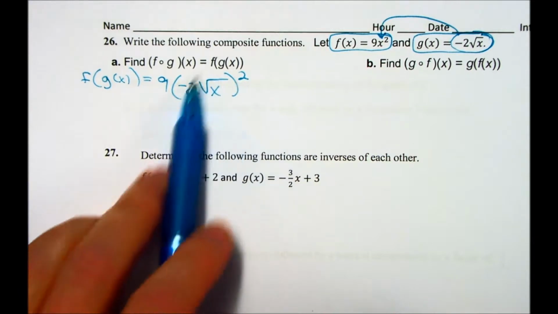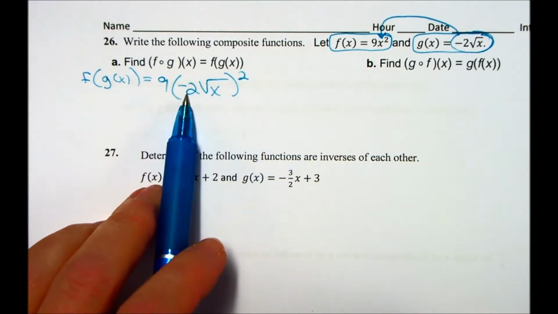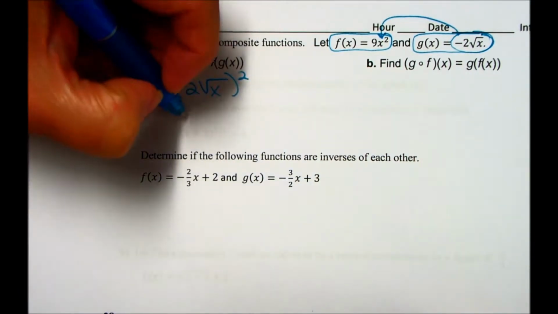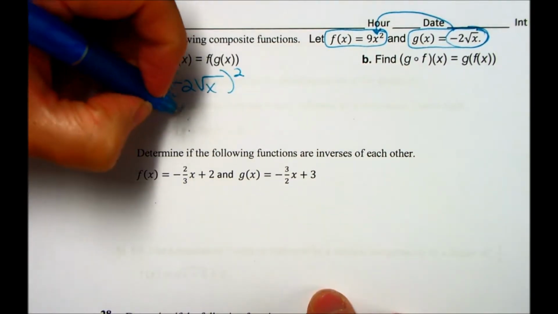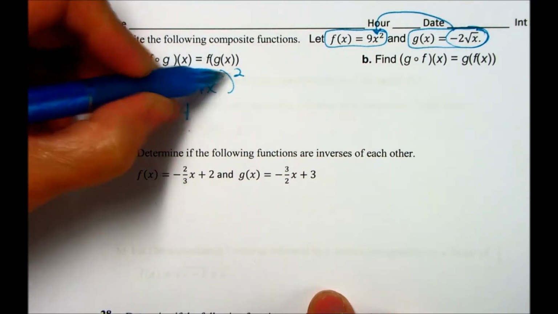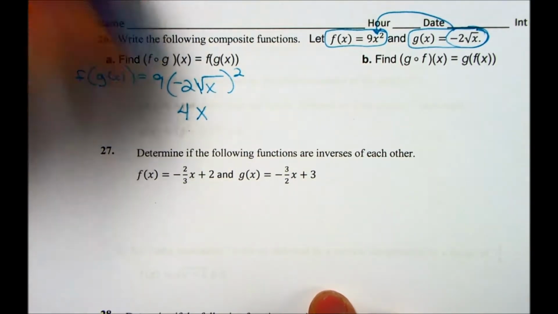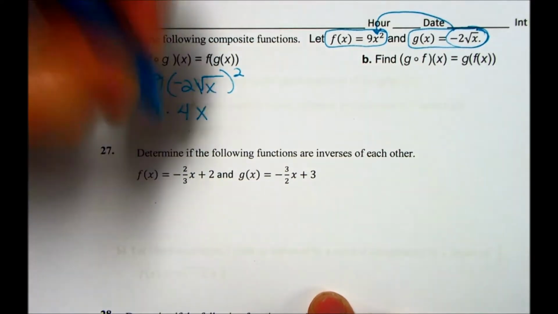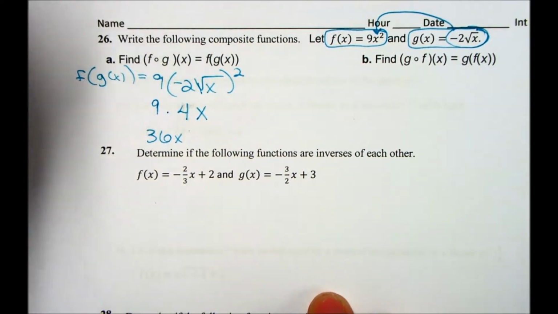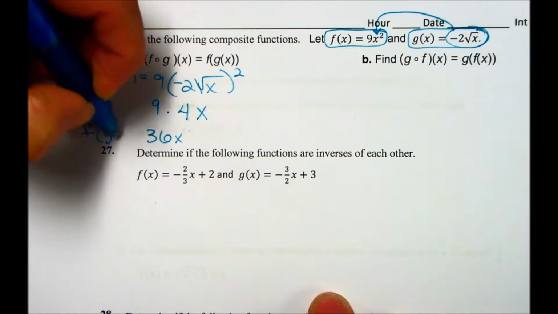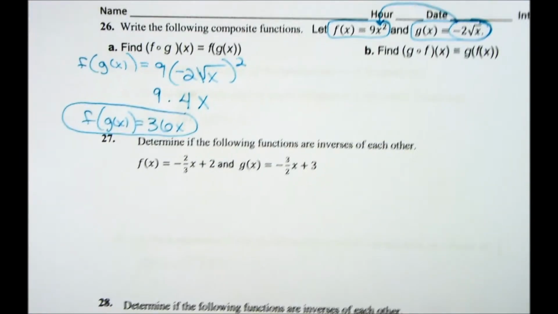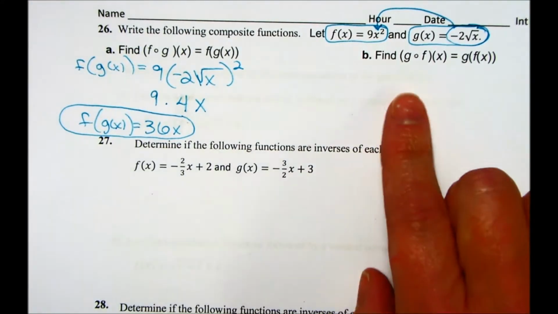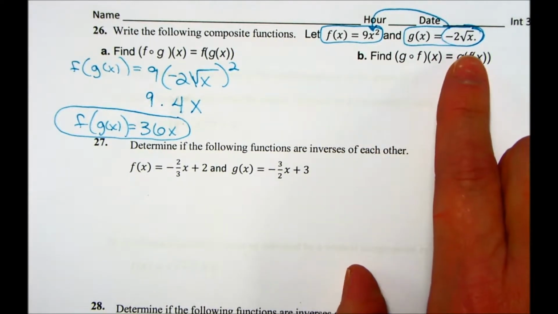Since you're squaring this negative 2 square root of x, the negative 2 squared is going to equal, no, it's not going to equal 2. It's going to equal 4. And then when you square the square root of x, you just get x. And then you have to multiply it times that 9, and you get 36x. So f of g of x is going to end up being a linear function, 36x. Kind of interesting.